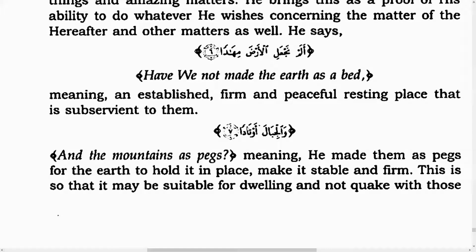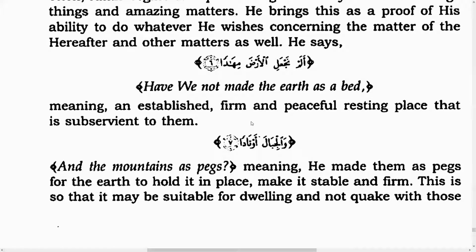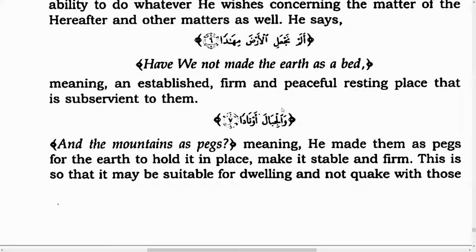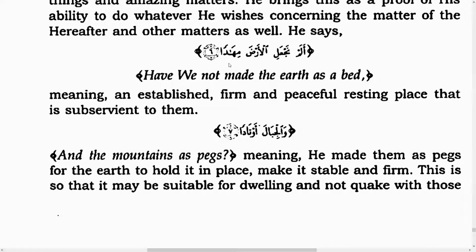Wal-jibala awtada, and mountains. So look at the visual imagery also about the earth. The person is now thinking about the earth, then he thinks about the mountains. Wal-jibala awtad, not just jabal. So Allah subhanahu wa ta'ala is saying, have you not made the mountains as pegs? And notice, it is taking two objects. Naj'al, this is object number one, and this is object number two. He has made the earth as a resting place, He has made the mountains as pegs. Two objects can be taken by ja'ala.